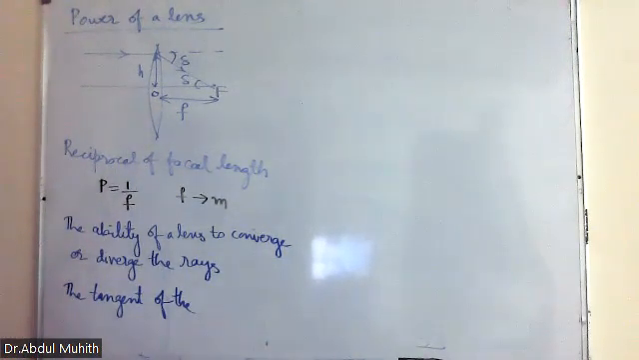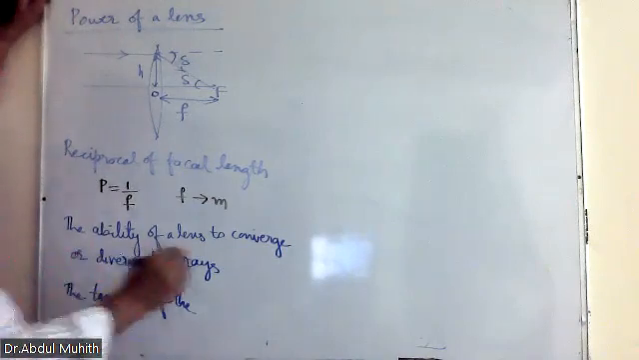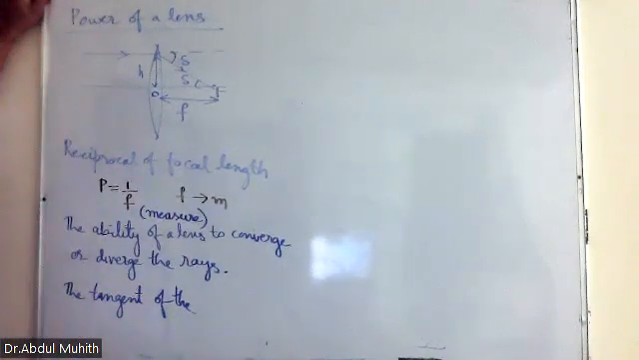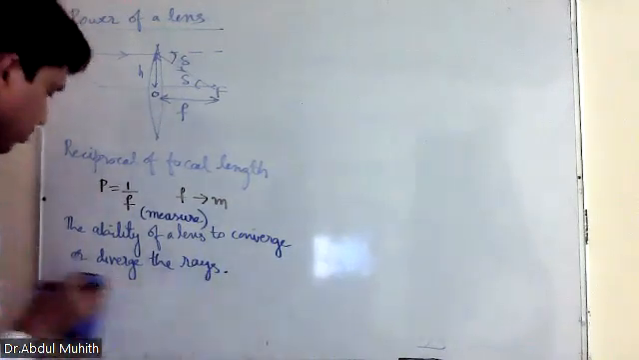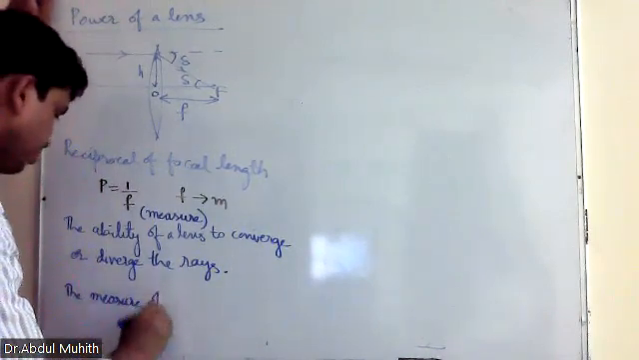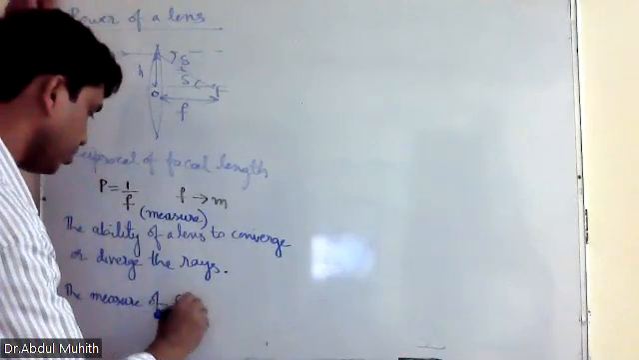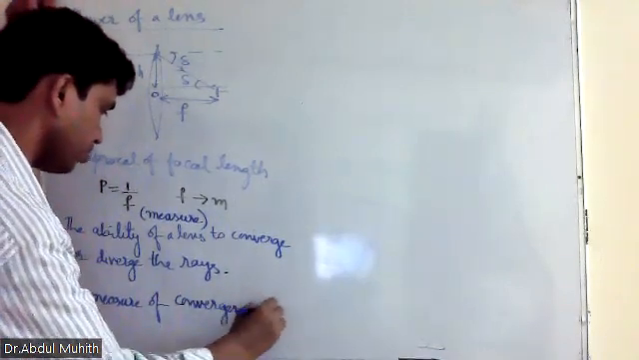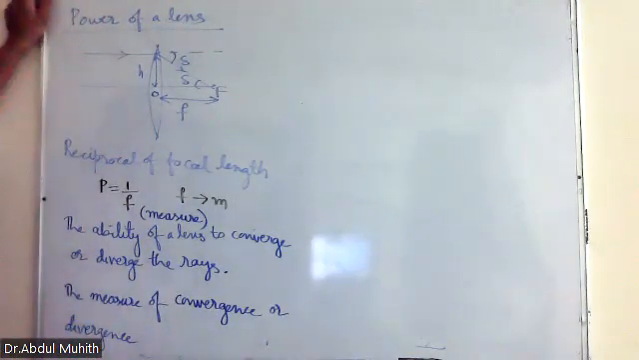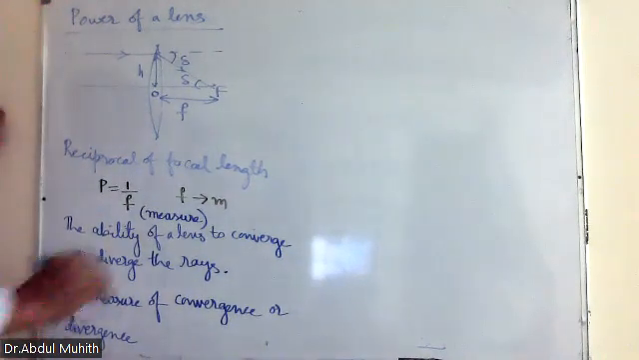So the tangent of the angle by which... the ability of the lens to converge or diverge the rays, or we can also say the measure of convergence or divergence, is known as the power of a lens.